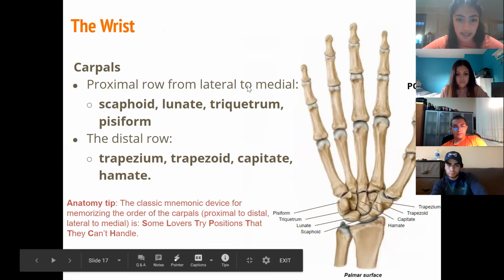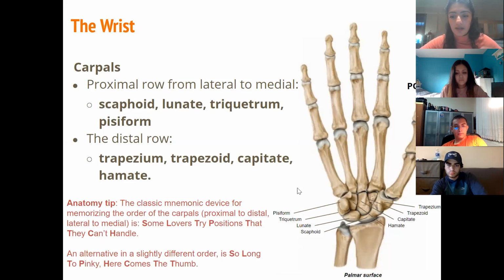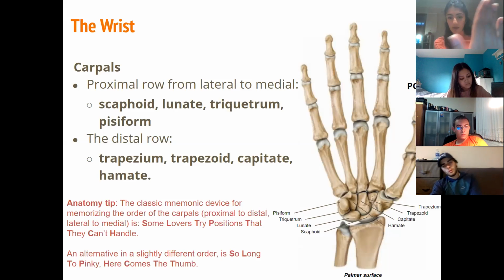So the carpals, again, the proximal row from lateral to medial. I would really recommend you pull up your hand, hold it up, and walk through these bones because they can be confusing, especially when you look at it from the palmar surface versus the pronated version. When you see it from this way, it will look different. So make sure you're orienting yourself to how this picture is. It's the palmar surface, and our thumb is to the right, so that means it's our right hand, right?